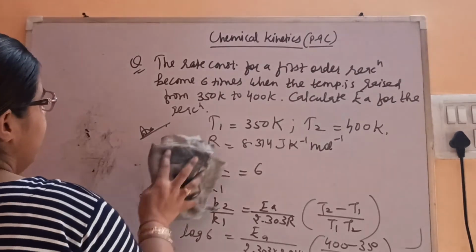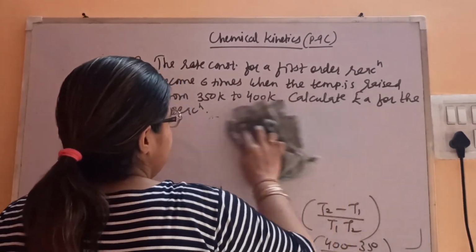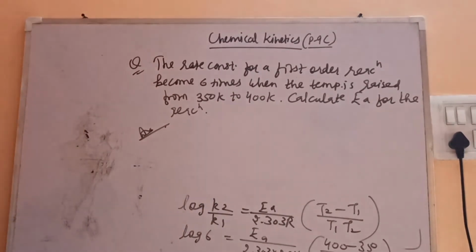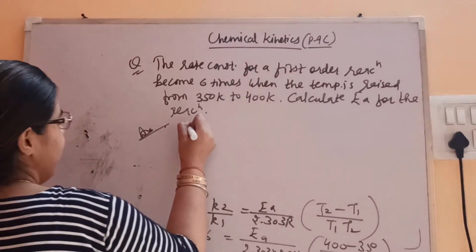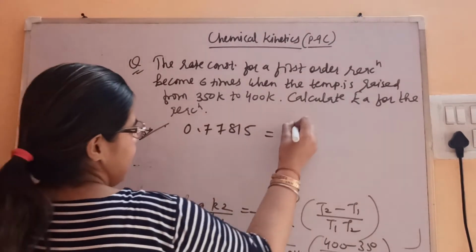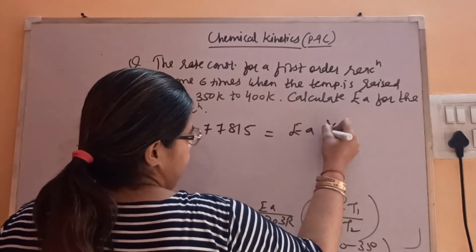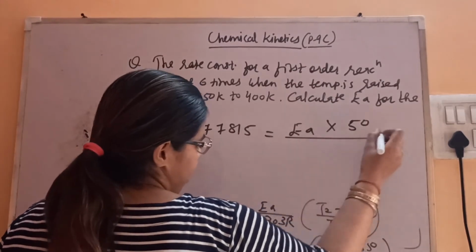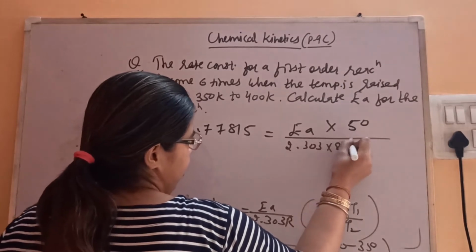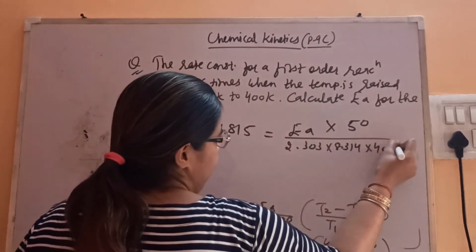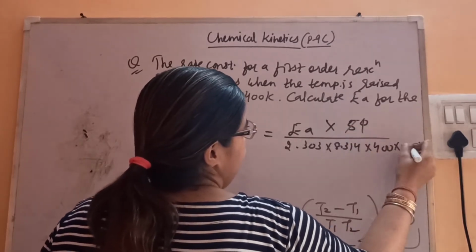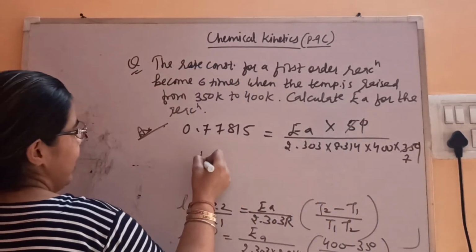Let's further modify this. We will get log 6 value is 0.77815. 0.77815 is the value of log 6. Ea into 50 divided by 2.303 into 8.314 into 400 into 350. Fine. You just solve this, you will get Ea.